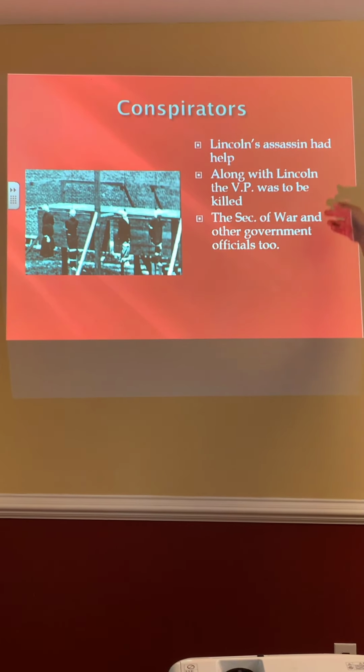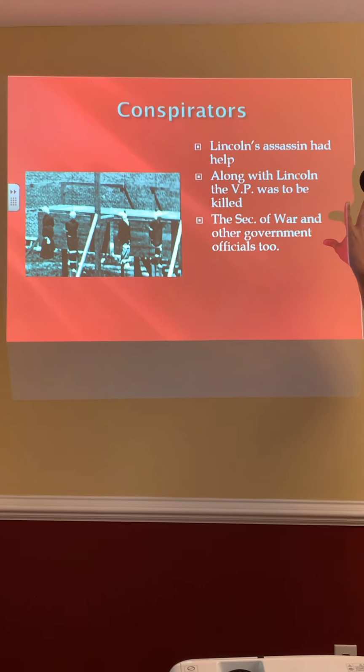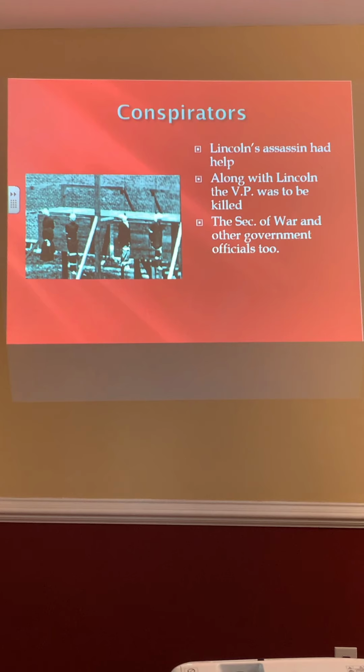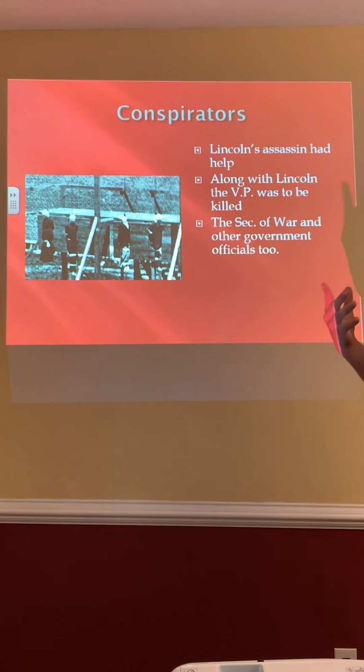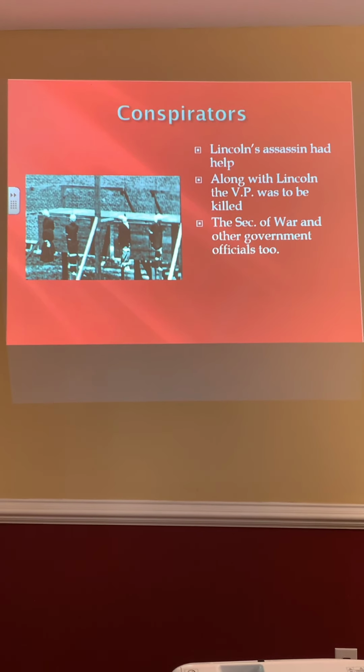Lincoln was to be killed. The vice president was to be killed. Ulysses S. Grant was supposed to be killed. The Secretary of War. Basically, they were trying to cut off the whole top of the government and do it with ease. So they were hoping that it would cause a lot of disarray. It did, and it really worked out very, very poorly.